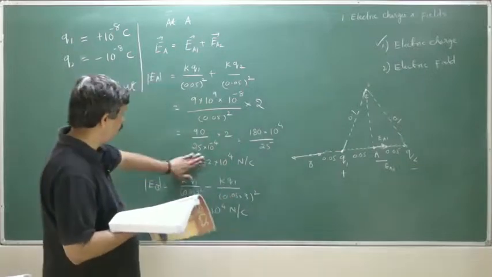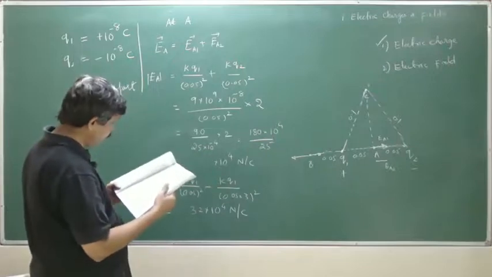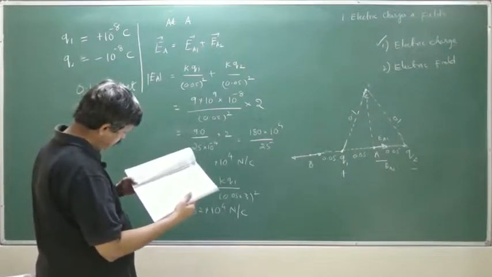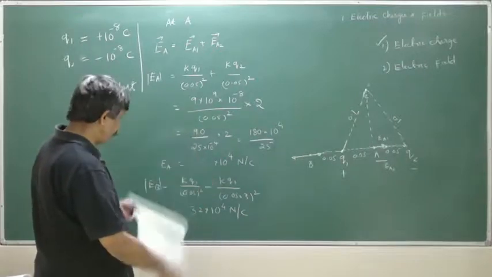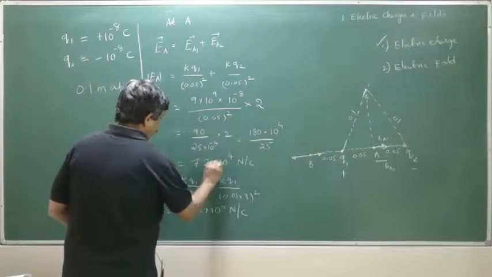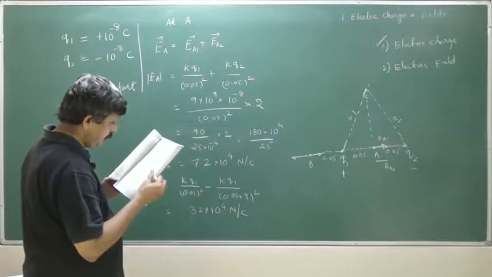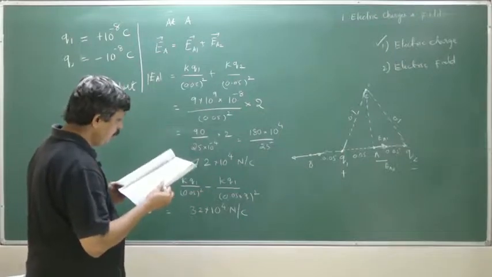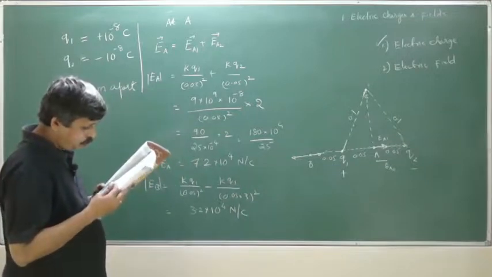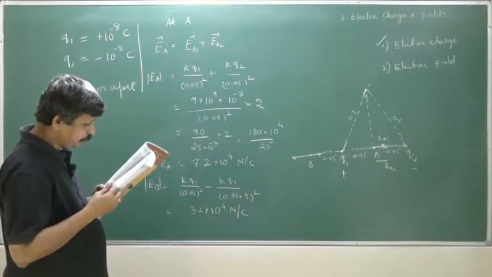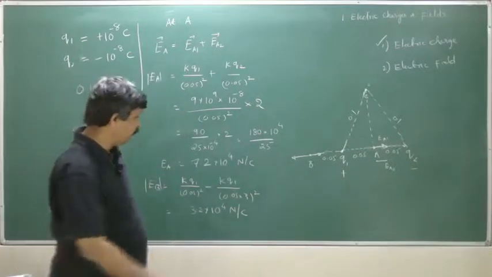EA is 7.2, correct. Sorry, it's correct. And EB turns out to be 3.2, correct, my calculation is correct, into 10 power 4 newtons per coulomb. However, if you calculate EC, the EC is a little tricky.